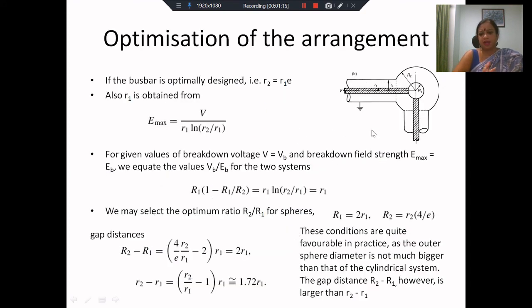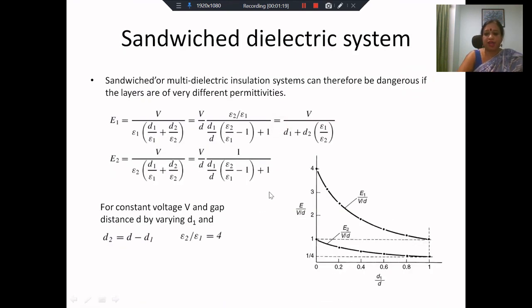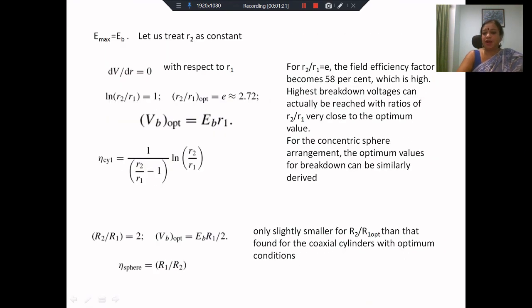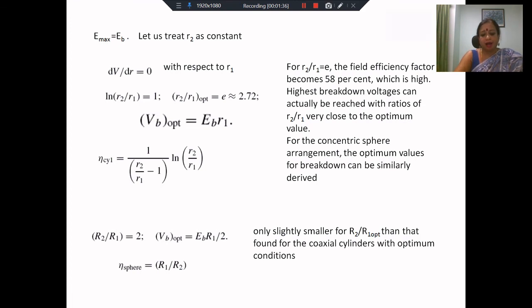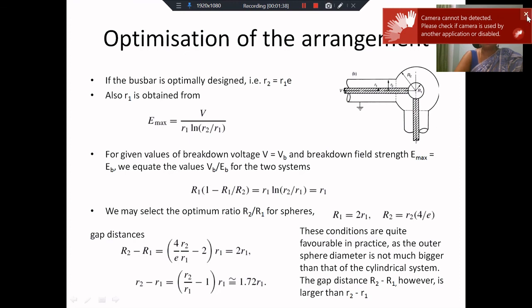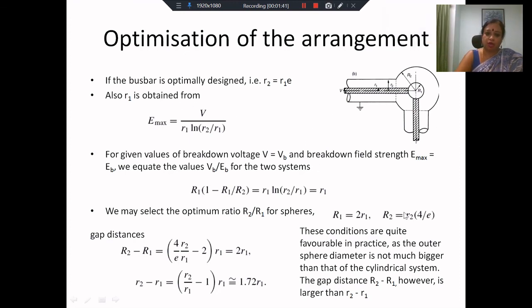Now let us optimize the total arrangement. So far we have independently optimized the cylindrical part and the spherical part, and we see that independently optimizing them both gets us to acceptable values. At the same time, we know the spherical is going to have a slightly higher breakdown strength. So what we will do is we will now optimize the total configuration.